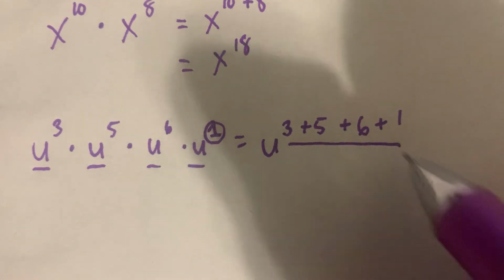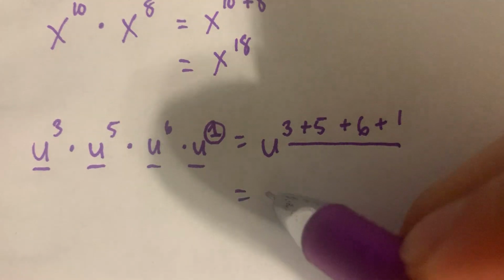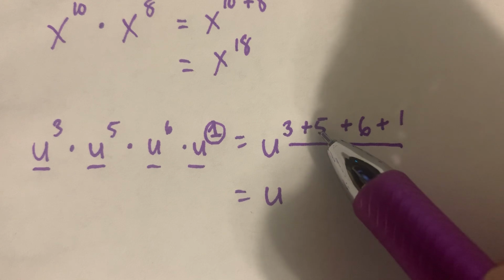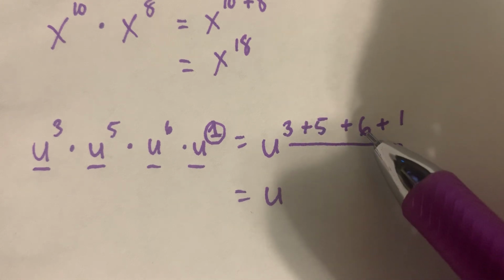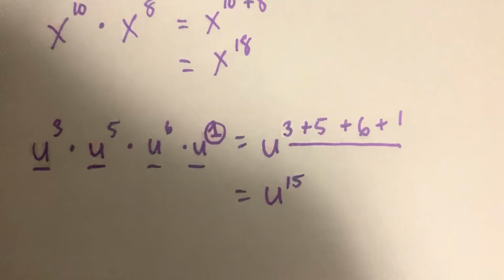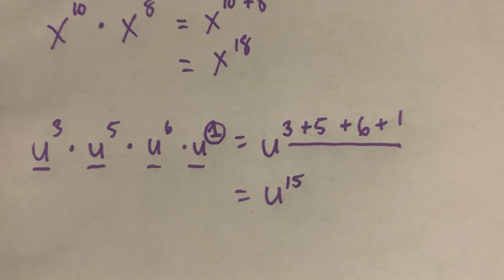So now I just need to add up all those numbers. That is equal u to the 3 plus 5, that's 8. 8 plus 6, that's 14. 14 plus 1, that's 15. So our answer is going to be u to the 15th power.